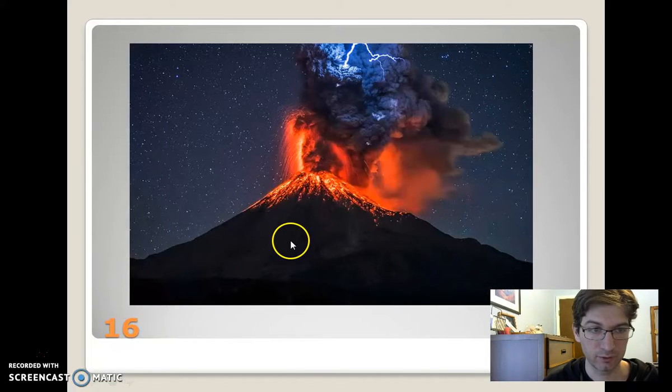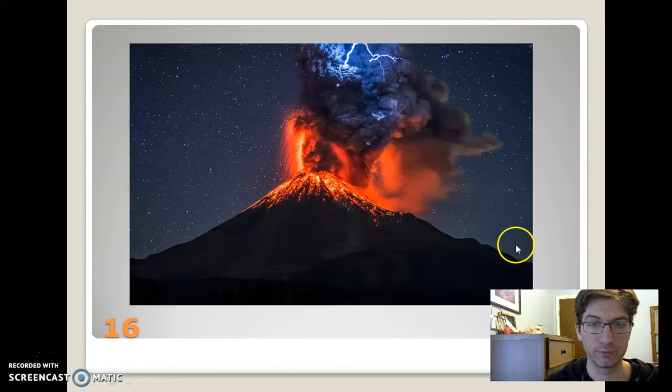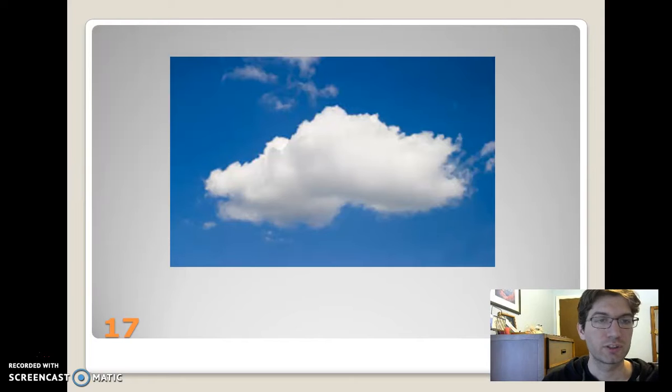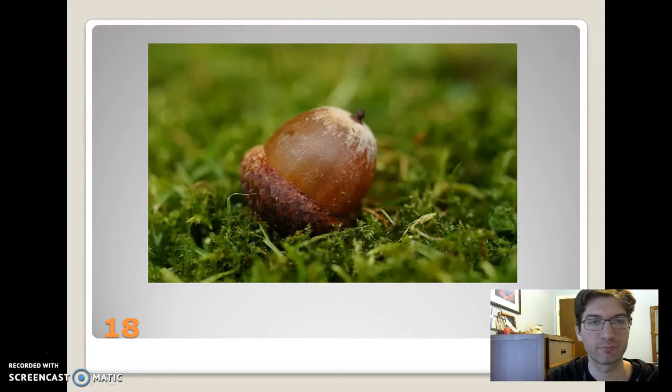Number 16, I am referring to this structure right here. It is pretty interesting, whether this is living or non-living. Remember, that's what you're asking yourself. Is it living or non-living? Question 17 is referring to this white fluff that is in the blue. Again, is it living or non-living? 18, I am referring to this structure here.